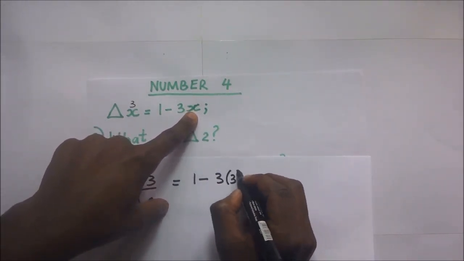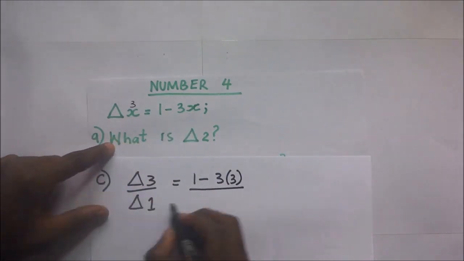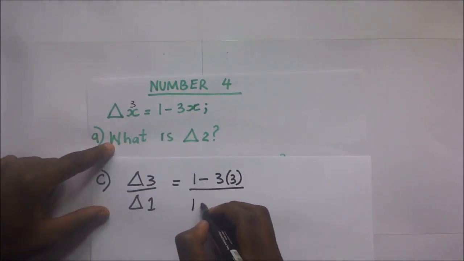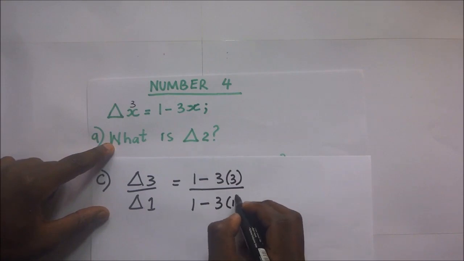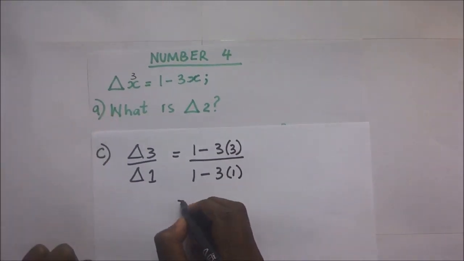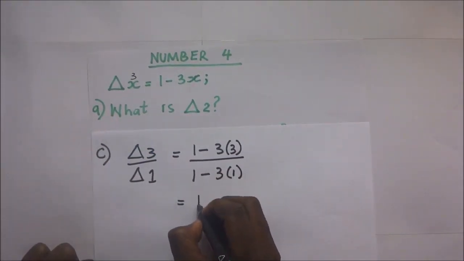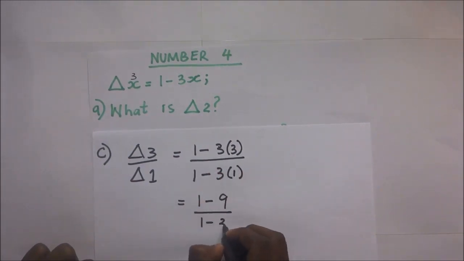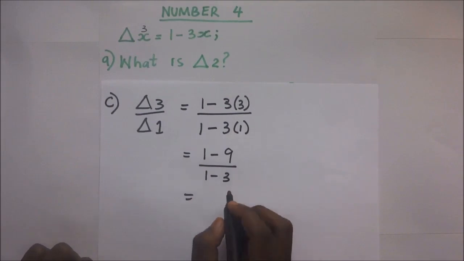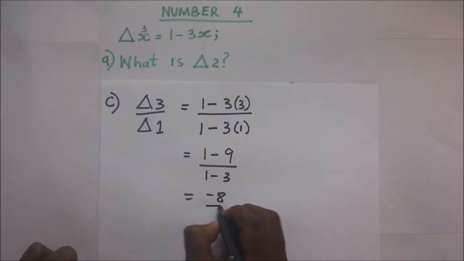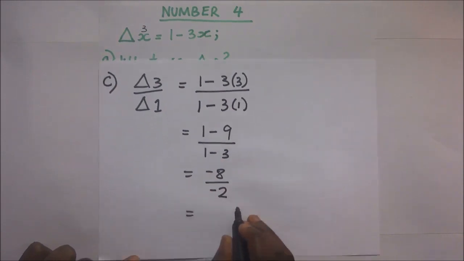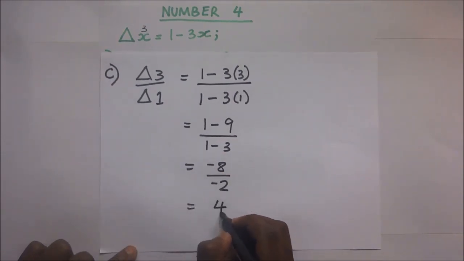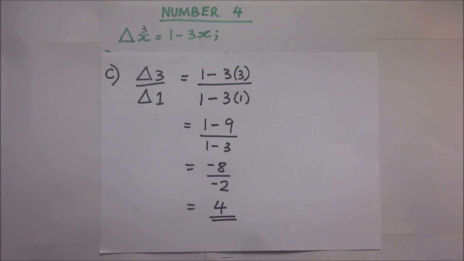3 times 3. Divide all that by delta 1. It means this is becoming 1 minus 3 times 1, like that. So we go ahead and find the expression here. This is going to become 1 minus 3 times 3 is 9. Divide that by 1 minus 3. And this is going to become negative 8. Divide that by negative 2. And definitely our answer here is positive 4.